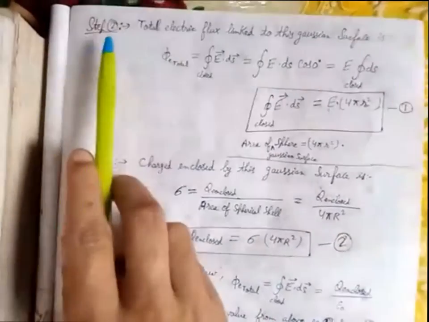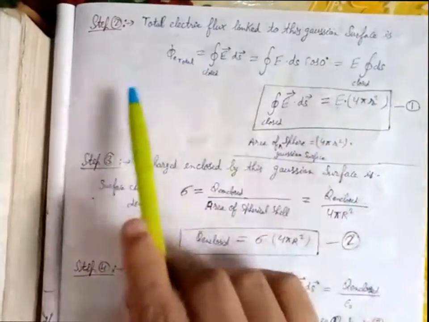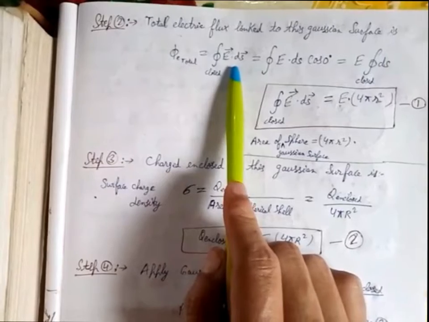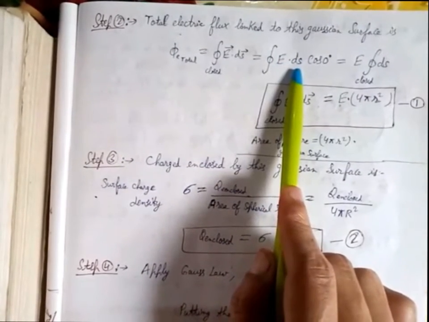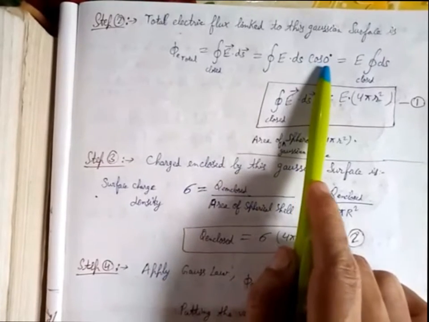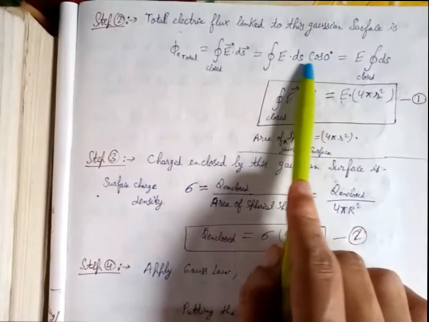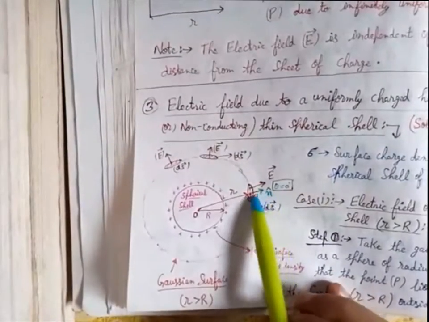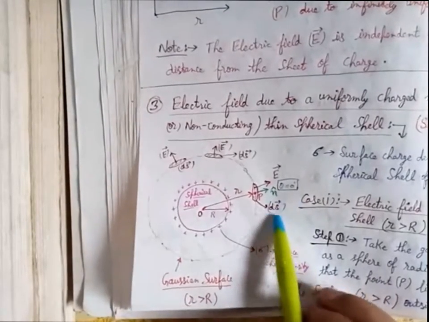in step second the total electric flux linked to this Gaussian surface is phi E total, that is closed integral E dot ds, that is closed integral mod of E, mod of ds small area vector, into cos of 0 degree, because the angle is 0 degree between electric field and the area vector. It is shown here. The angle between electric field and area vector n cap, that is theta, is 0 degree, and this ds is the area vector.